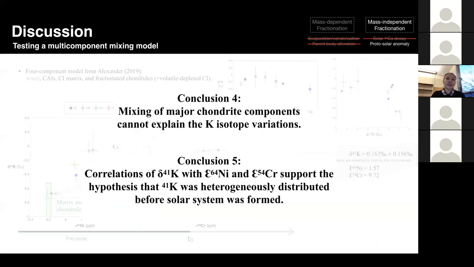So we have two conclusions here. The first one is mixing of major chondrite components cannot explain the overall potassium isotope variation. And then the correlations of potassium 41 with nickel 64 and potassium 41 with chromium 54, such correlations can only be explained by a protosolar anomaly that is likely related to a type 2 supernova explosion.